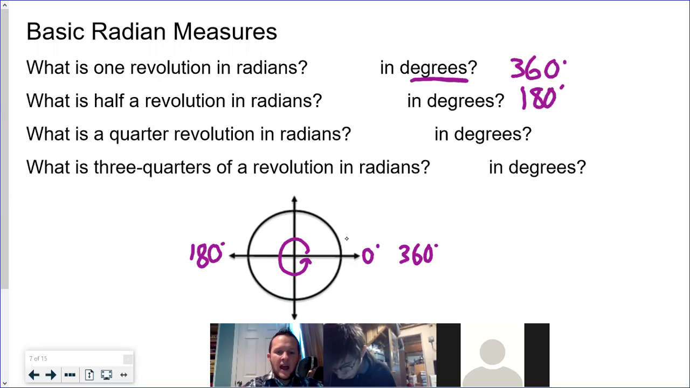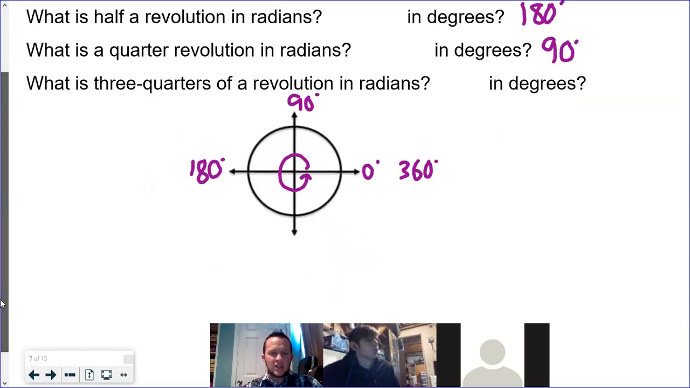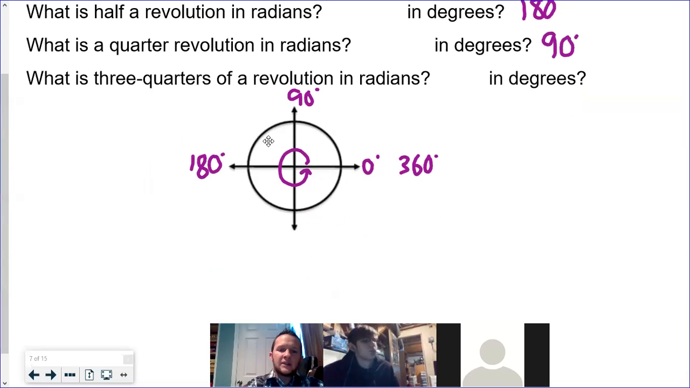Now, what if we go halfway between 0 and 180? What if we do a quarter rotation? What's half of 180? Anyone know? 90. 90 is correct. I heard Brock and Isabel put it in the chat. Nice job. So, and that should make sense because look, it makes a right angle, 90 degrees. Well, what about halfway between 180 and 360? That is going to be 3/4 of a rotation. It's actually just going to be 180 plus 90 more, and that is 270.